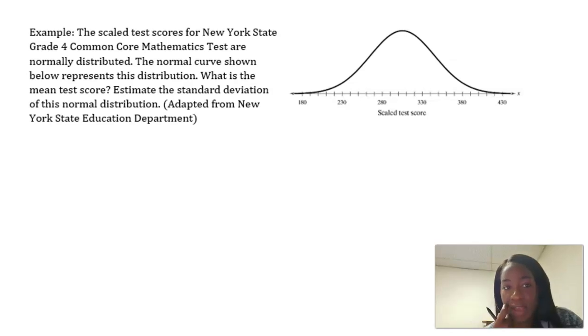In this example here, we have scaled test scores from the New York State Grade 4 Common Math Test. And we can see that these scores are normally distributed because we do see that symmetric bell shape. The first thing we are asked to do is to find the mean test score.